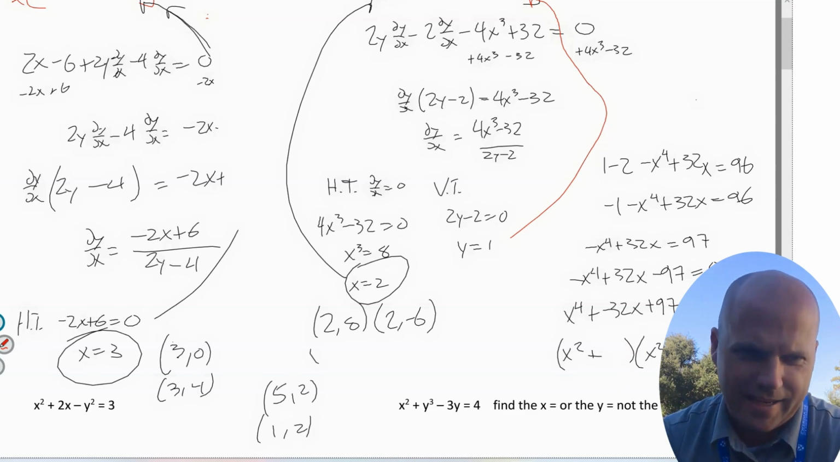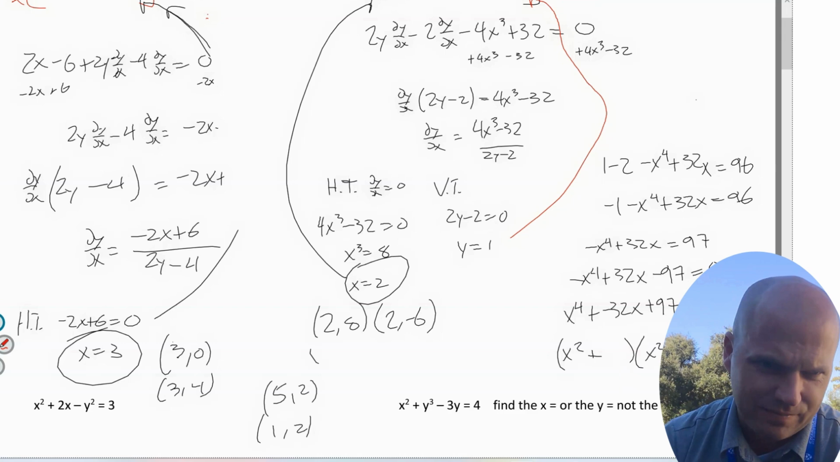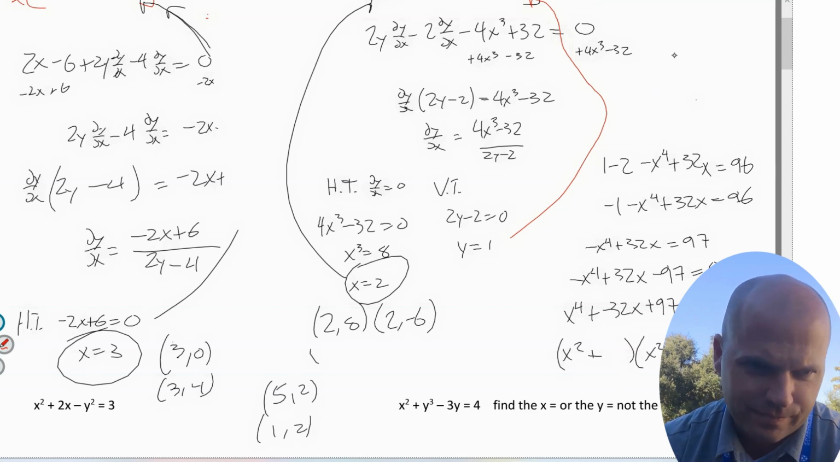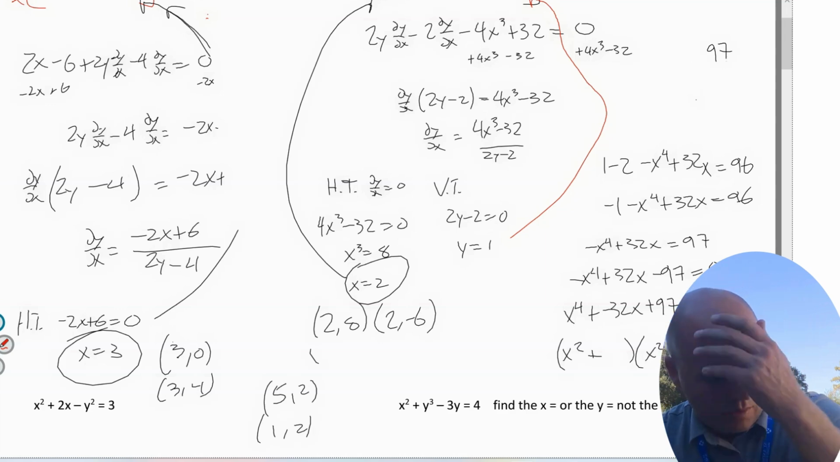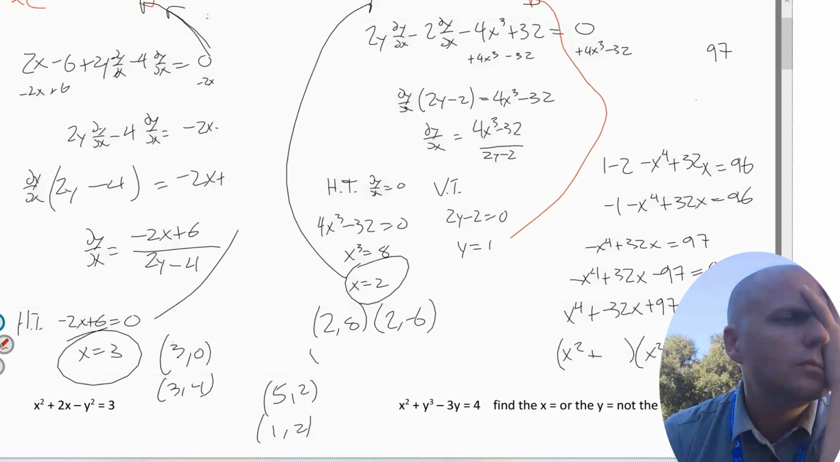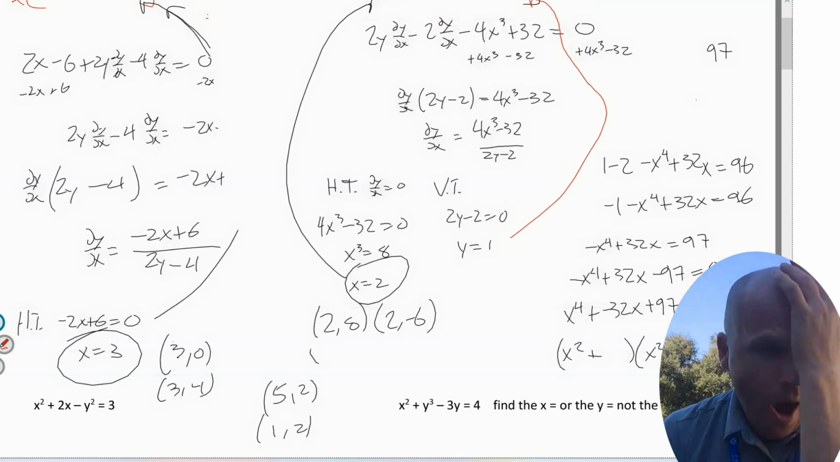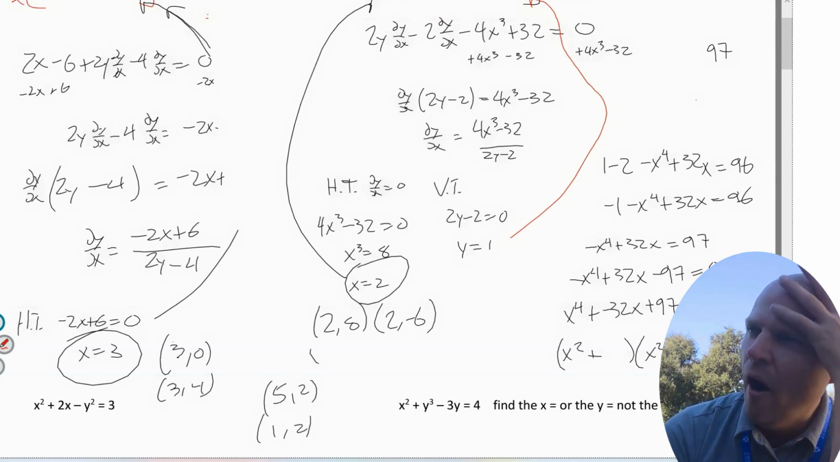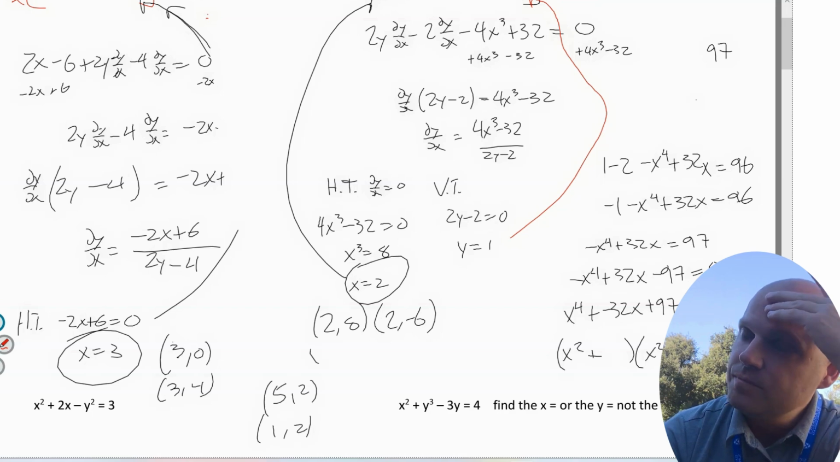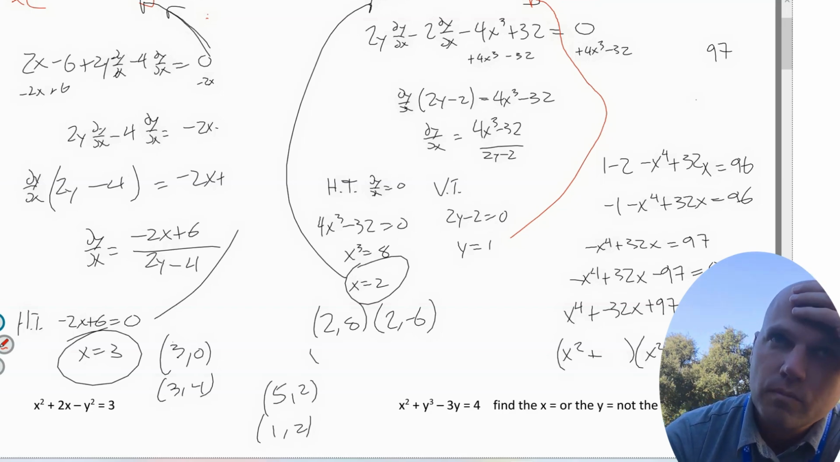What number is that? Add to get negative 32, multiply to get 97. Makes sense. Yeah. Threes do. 13.